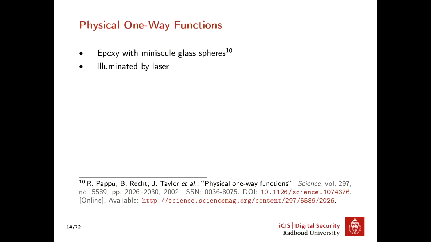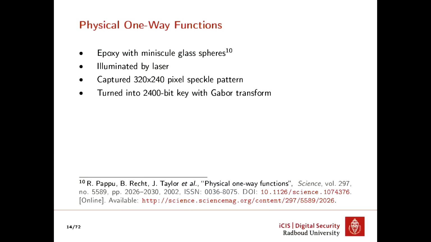I say sphere, I mean, what's it called? Cuboid? Something like that. And then you illuminate it by laser. And then you get a speckle pattern out of that, because the laser will disperse in a really unpredictable pattern. And you capture that at 320 by 240 pixels. You turn that into a 2400-bit key with a so-called Gabor transform. I have no idea how the math behind that works, because that's not my field of expertise.